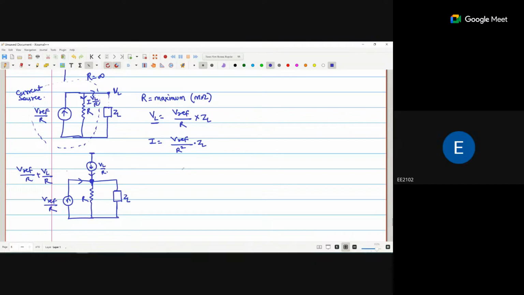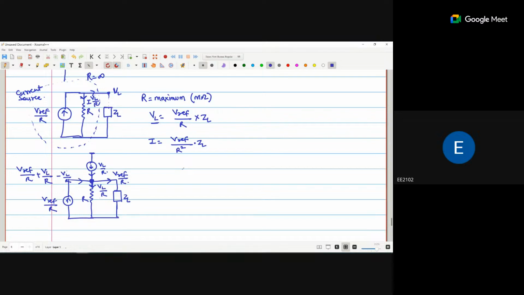Incoming current. Okay. Now out of this incoming current, the VL by R current will be passing here. So minus VL by R. Okay, so the remaining current will be passed here. So the remaining current is Vref by R. Clear? Any doubt? So we add the VL by R current source.